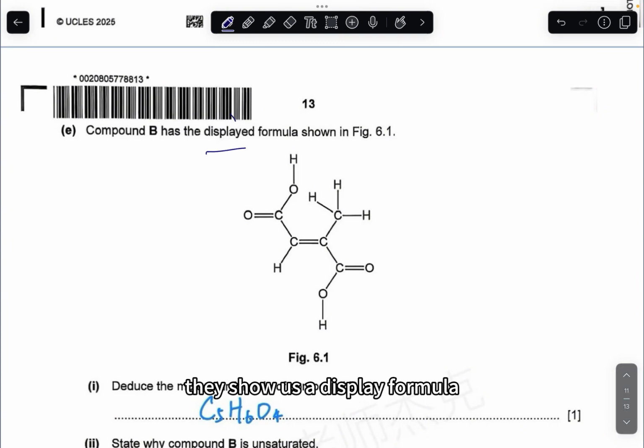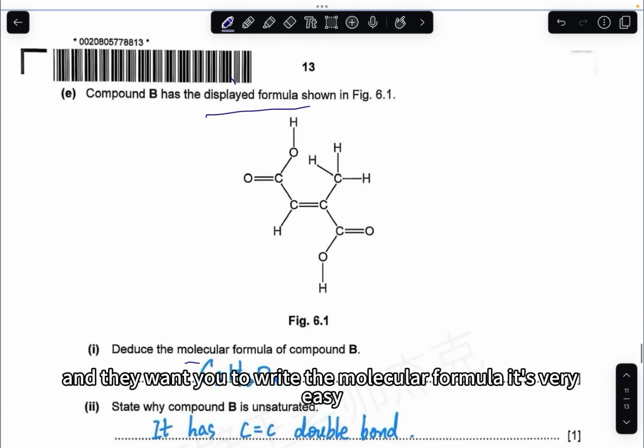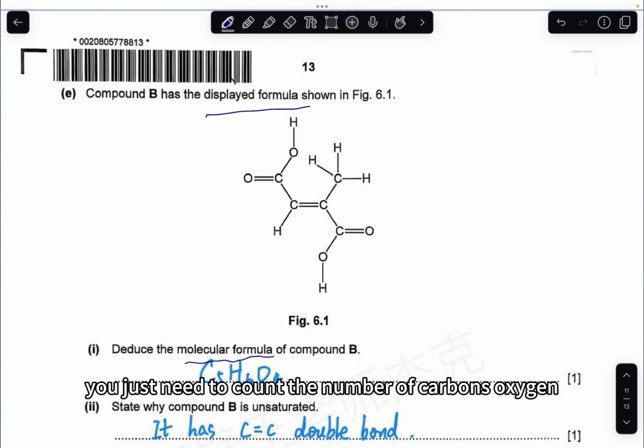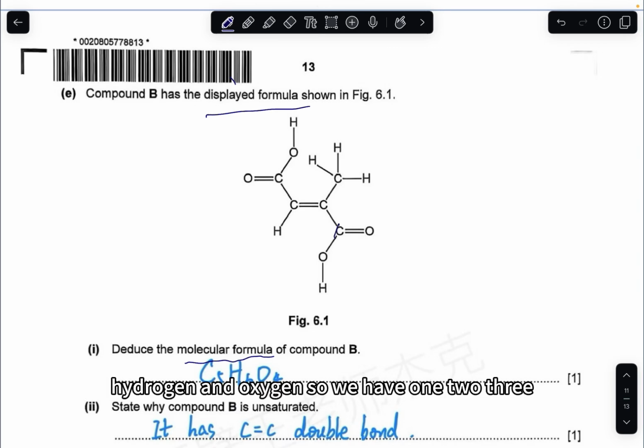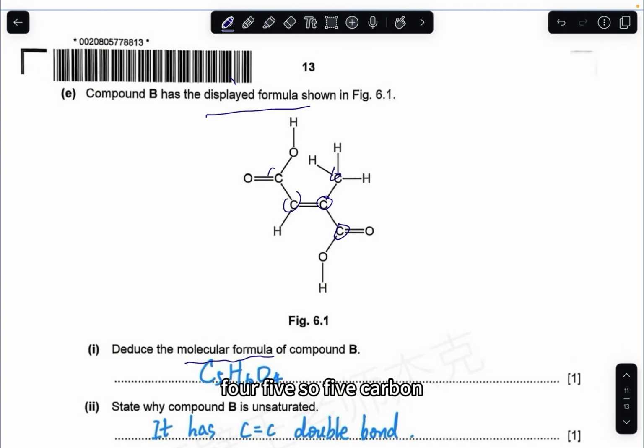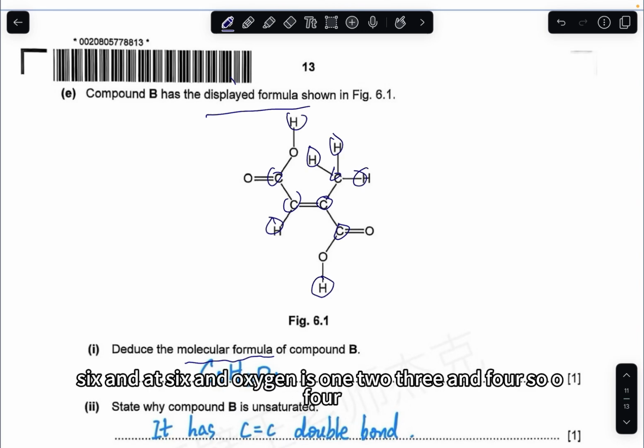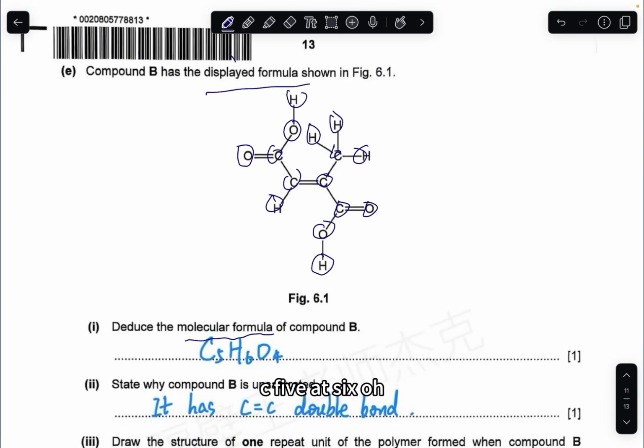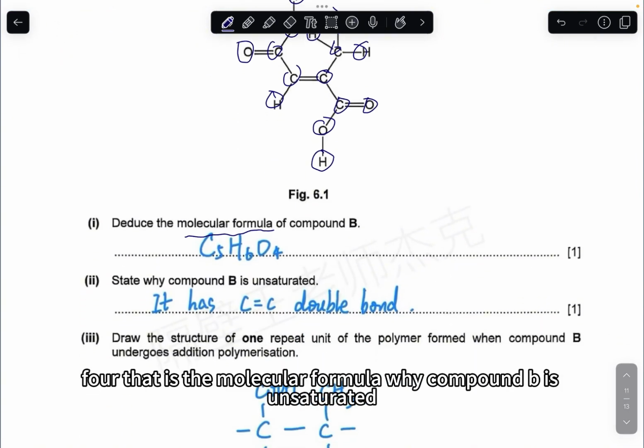They show us a display formula, and they want you to write the molecular formula. It's very easy. You just need to count the number of carbons, hydrogens, and oxygens. So we have 1, 2, 3, 4, 5, so 5 carbons, C5, and hydrogen is 1, 2, 3, 4, 5, 6, so H6, and oxygen is 1, 2, 3, and 4. So O4, C5H6O4. That is the molecular formula.